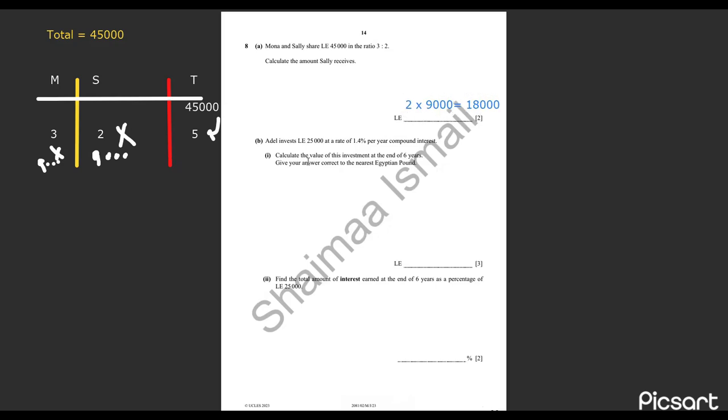Okay, I will invest 25,000 at a rate of 1.4% per compound interest. Calculate the value of investment at the end of 6 years. The trick here is how to write it. We have 25,000, then we multiply it by 1 plus 1.4%, which is 1.4 over 100, all to the power 6. And the trick here is how you solve it. You get it on your calc, 27,175.